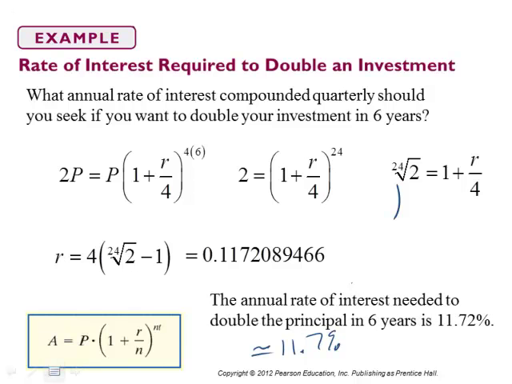So the conclusion of this problem is that we found the interest rate, approximately 11.7%, such that if you were to invest some money, P dollars, for 6 years with quarterly compounding, you'll double your money in 6 years. Okay. And you can use the same sort of process if you need to solve for T or N.